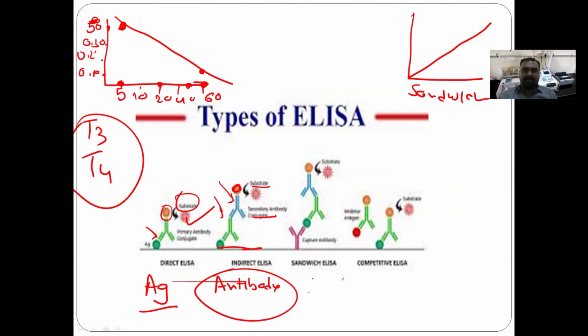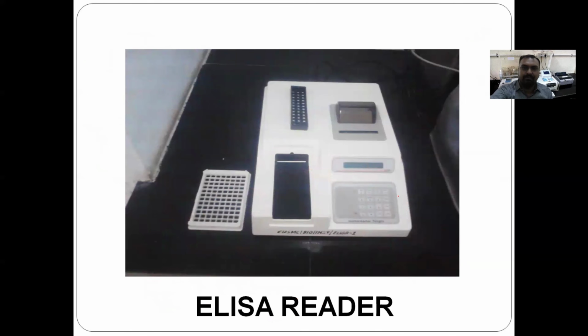In sandwich ELISA, again it detects the antigen. The well is coated with the antibody, which is called the capture antibody. Then we add the serum which contains the antigen. Then we add the antibody against this, which is tagged with the enzyme, and it will convert substrate to the product. And in competitive ELISA, there is a competition between the labeled antigen and the unlabeled antigen that is present in the serum, and the labeled antigen is tagged with the enzyme. So this is all about the types of different ELISA.